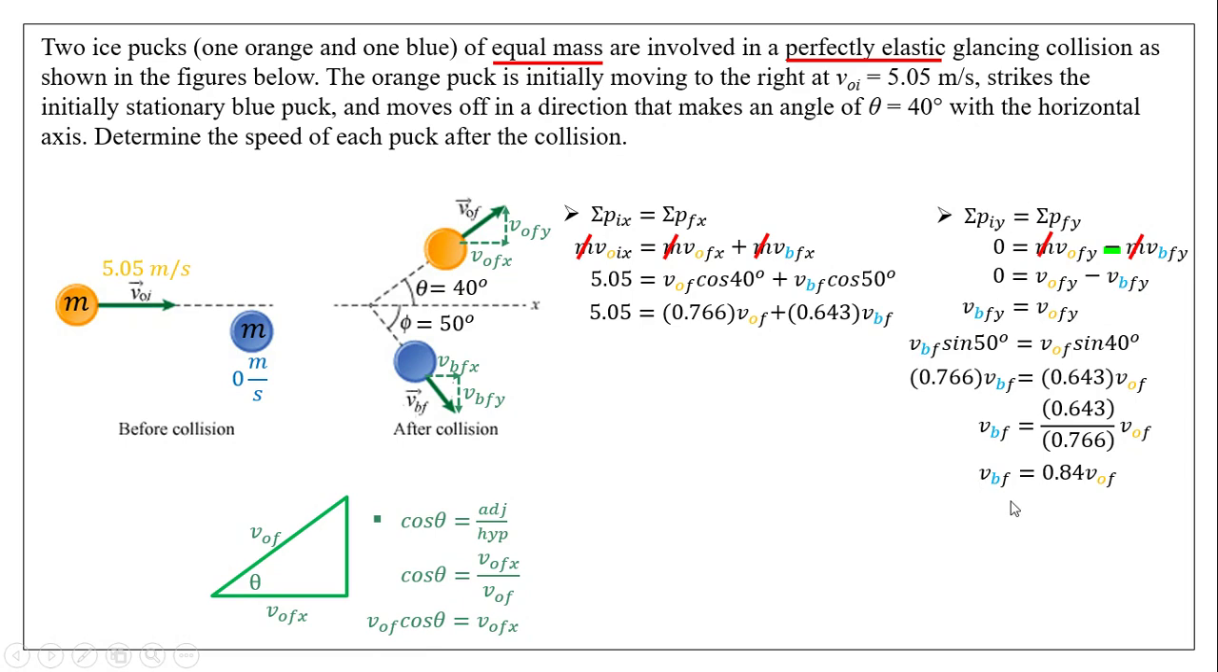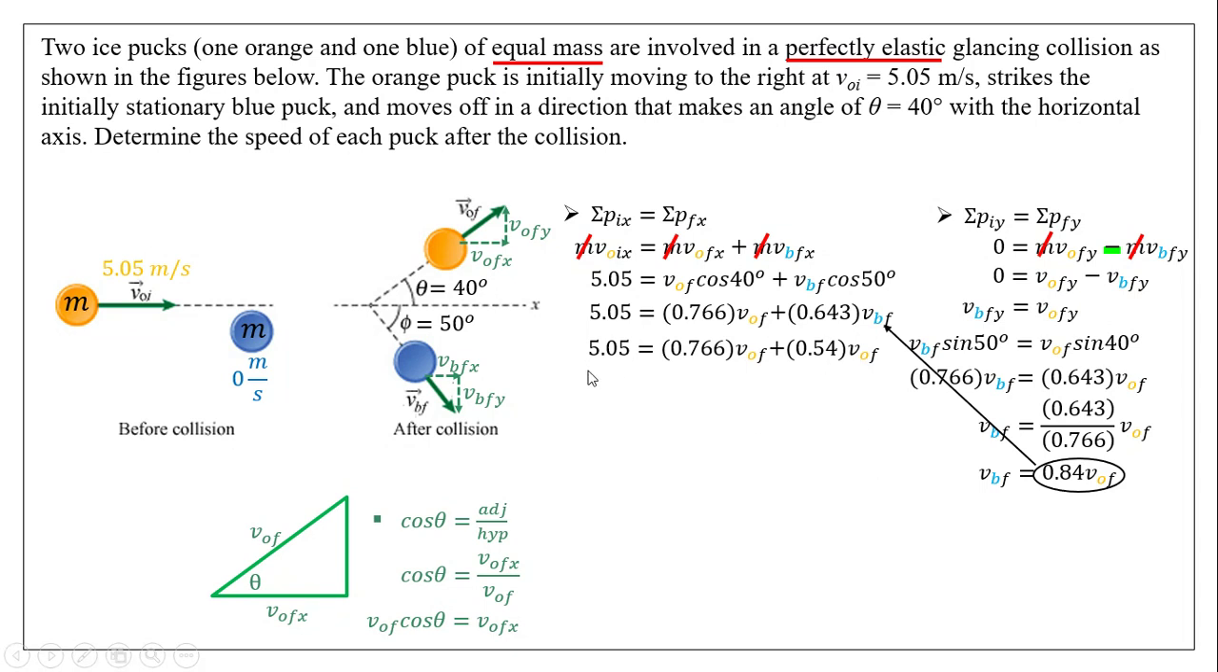Now that I know what VBF is, I can just do a quick substitution here. There's a VBF in the x direction, which I don't know, but I just found it using the y information. So now I'm just going to substitute it out. The left side hasn't changed, so I'm just going to carry that down. The 0.766 VOF hasn't changed, so I'm just going to carry that down. But VBF now is 0.84 VOF. If you take your calculator and take 0.643 times 0.84, you'll get about 0.54, and it is now in terms of VOF. So that's what I did in case you got lost there. Literally, I just took these two coefficients, multiplied them, and got that number, and now it's in terms of VOF.